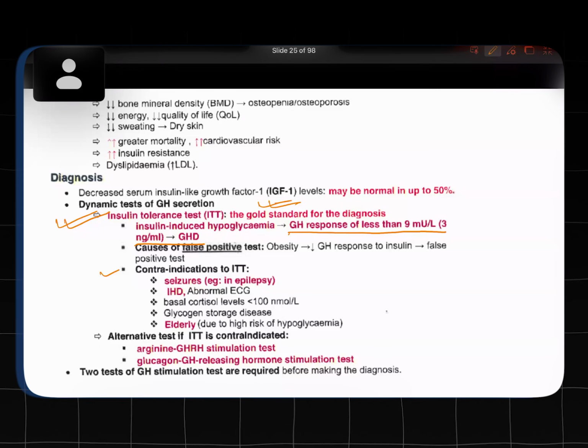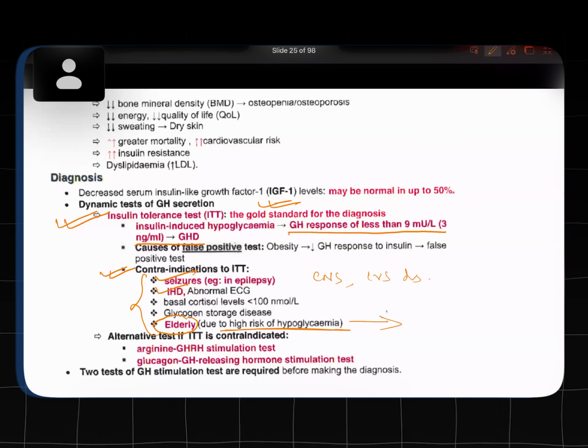What are the contraindications for ITT, that is the insulin tolerance test? Again, a very important MCQ. Seizures, IHD. That is CNS disease, CVS disease. These are contraindications. Also, in the elderly there is a high risk of hypoglycemia. So you can do it, but you have to check the capillary blood glucose before, during, and after the test. This is very important.